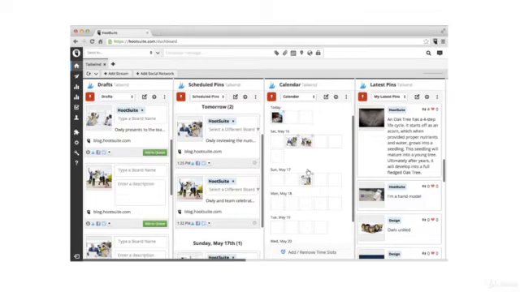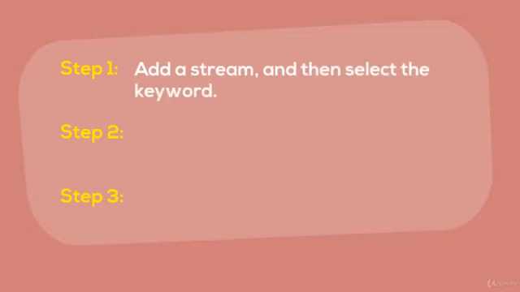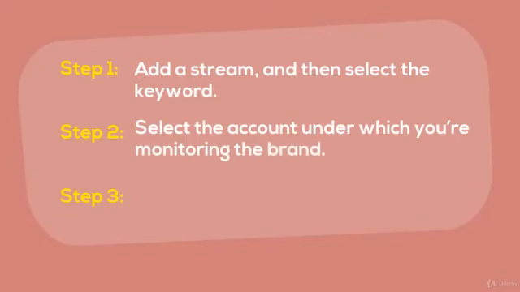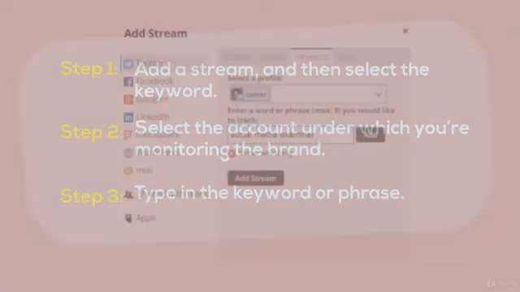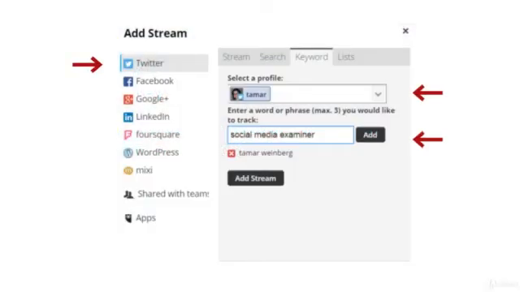To use Hootsuite most effectively, create a stream with a keyword that represents your search. Step 1. Add a stream and then select a keyword. Step 2. Select the account under which you're monitoring the brand. Step 3. Type in the keyword or phrase, add it, and then add stream.